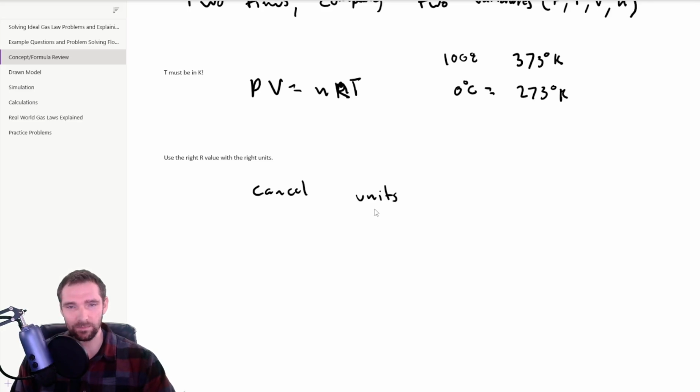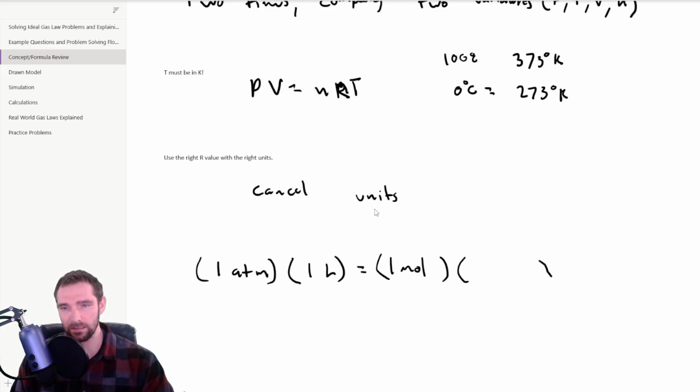units. So what I mean by this is, if you have atmosphere, and then let's say this is 1 liter for volume. I'm just gonna plug in some numbers here, and let's say this is 1 mole of whatever gas that we're talking about. Then I don't know what this number is. I'm just gonna say that this is 100 degrees Kelvin. It's not really, but let's just say that that's what it is. Just give us a placeholder for the units.